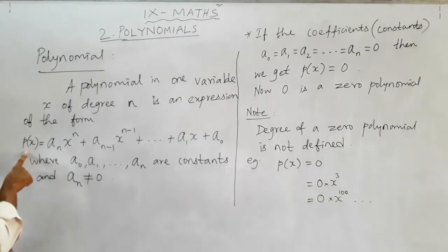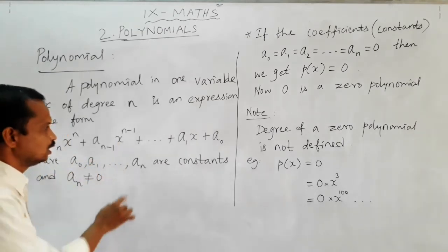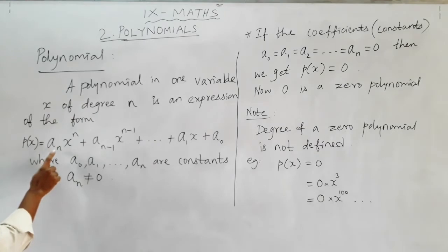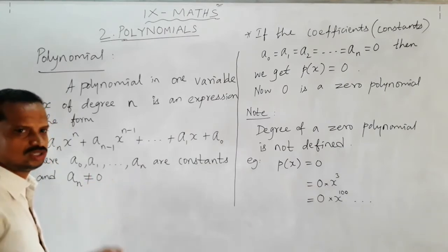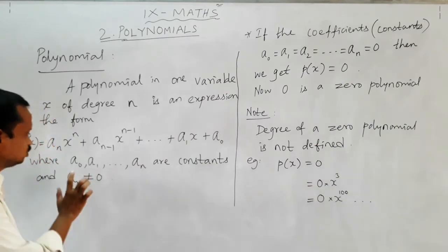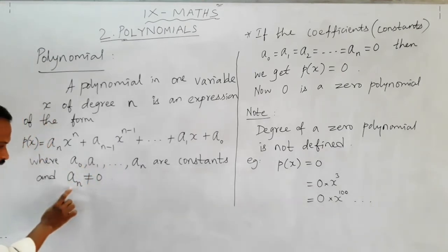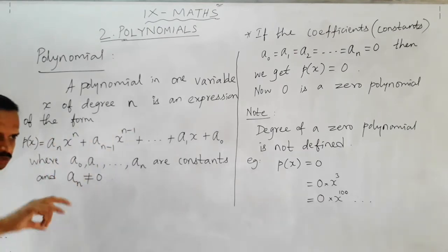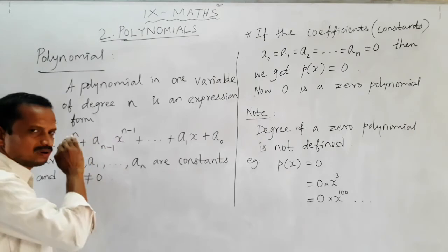You see, I am naming a polynomial as p of x equal to a_n x power n plus a_(n minus 1) x power n minus 1 plus etc., plus a_1 x plus a naught. That means a_(n minus 1), everything up to a naught, are nothing but numerical coefficients or constants, you can say. Where a naught, a1, etc. up to an are constants, and the condition is an not equal to 0. An is the coefficient of x power n, so x power n is the highest power. Clear? Here the power is n, here n minus 1, so the power is descending.